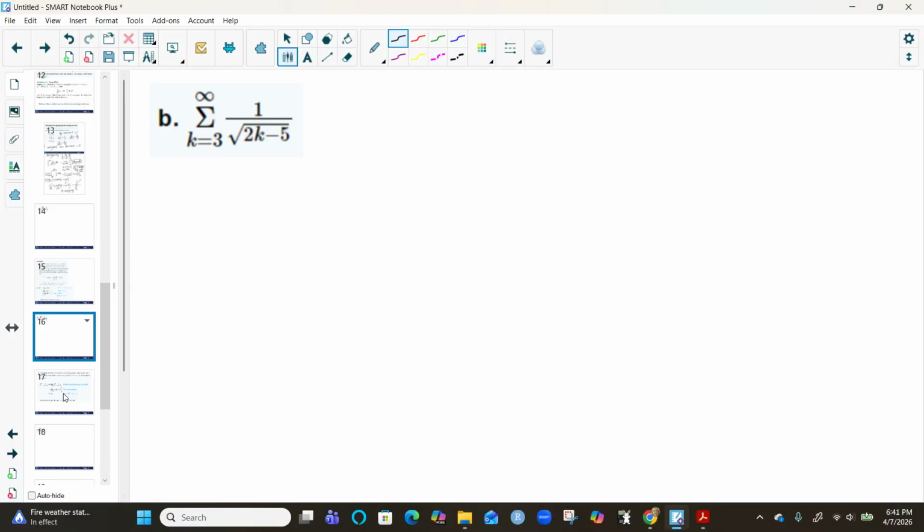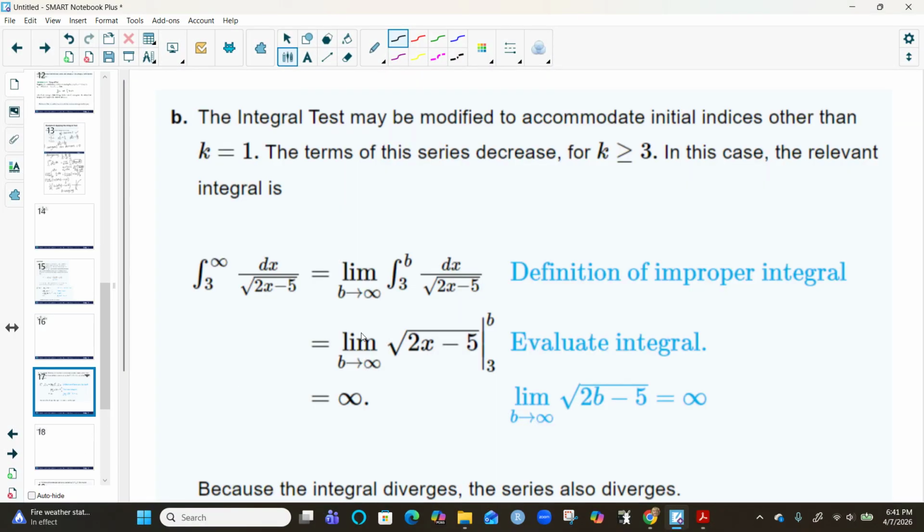There's that one. They're going to perform u substitution on that. Let's see. It says the integral test may be modified to accommodate initial indices other than 1. So see how they've started with 3. And they performed a u substitution here.